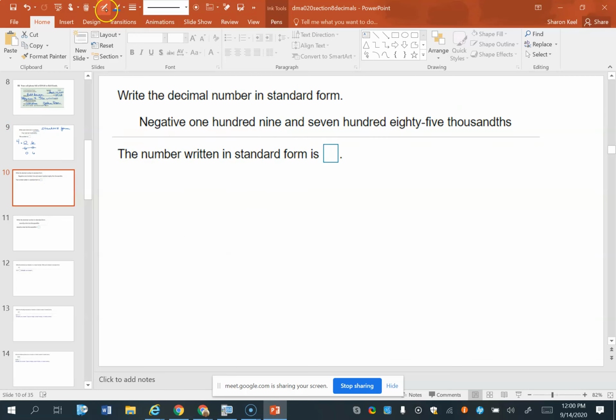Let's do that on another one. Write the decimal number in standard form. It's a negative, so I just write my negative sign. 109. 109 would be 109. And is my decimal. 785 thousandths. So let's count out the place value: tenths, hundredths, thousandths. 785 would be 3 digits. I only have 3 places. So 785, tenths, hundredths, thousandths.